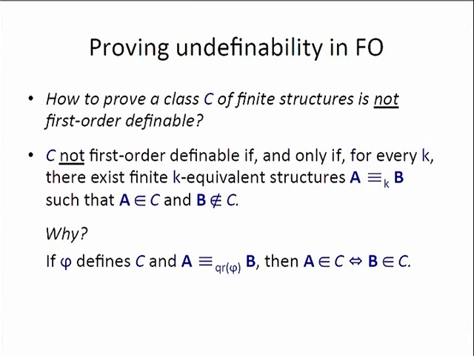So to see why that is, we can look at the contrapositive statement. Suppose that C is first-order definable. Then there's some formula phi which defines C. But this means that if we have structures A and B which are k-equivalent, where k is the quantifier rank of that formula phi, then A belongs to C if and only if B belongs to C. Okay, anyway, this is just a simple observation, but I'm going to make implicit use of it.